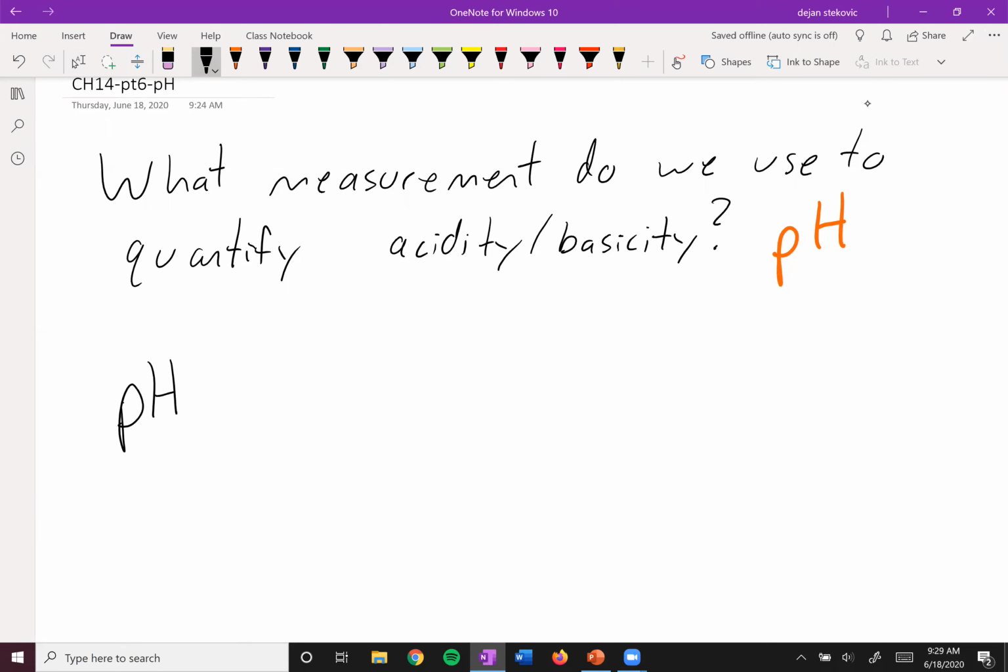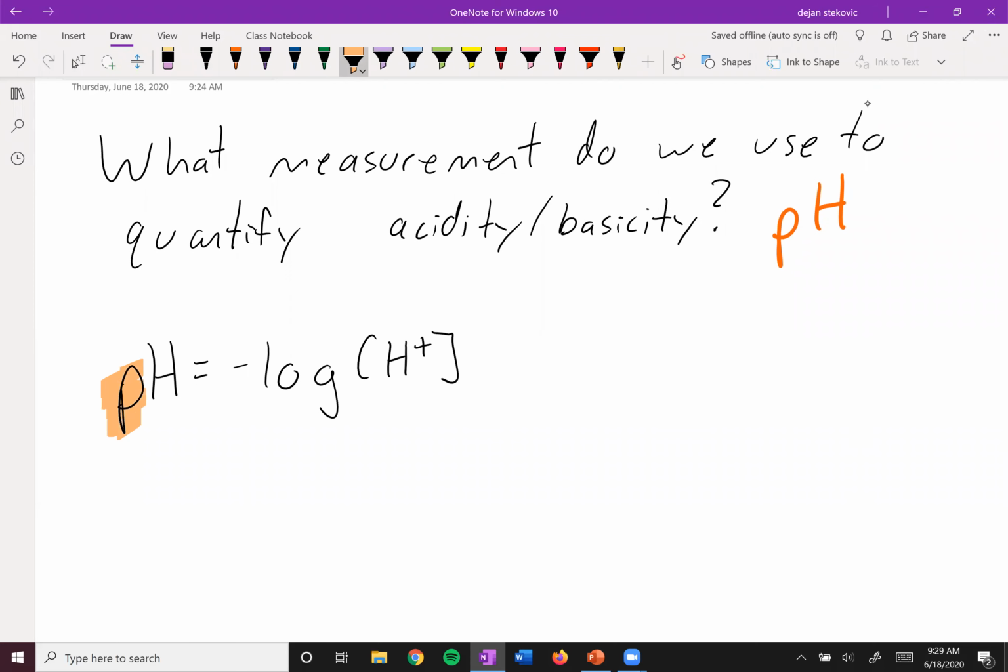So pH is equal to the negative log of the concentration of H plus, right? And this P, we're going to see this P a lot. What P means is take the negative log of something. In this case, since we're talking about pH, we're talking about the concentration of H plus. So when you're talking about the pH of something, what you're really talking about is how much H plus do I have in there.